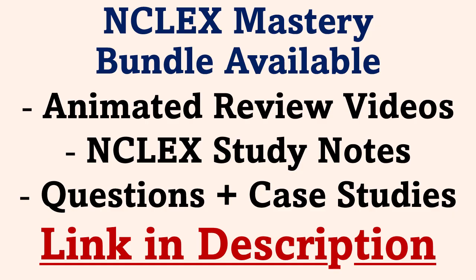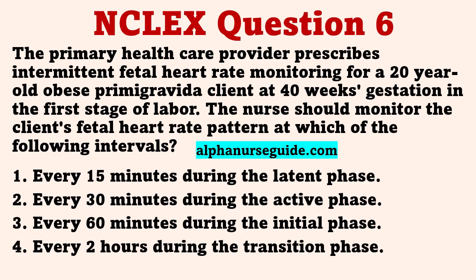Back to the questions. The primary healthcare provider prescribes intermittent fetal heart rate monitoring for a 20-year-old obese primagravida client at 40 weeks gestation in the first stage of labor. The nurse should monitor the client's fetal heart rate pattern at which of the following intervals? 1. Every 15 minutes during the latent phase. 2. Every 30 minutes during the active phase. 3. Every 60 minutes during the initial phase. 4. Every 2 hours during the transition phase.